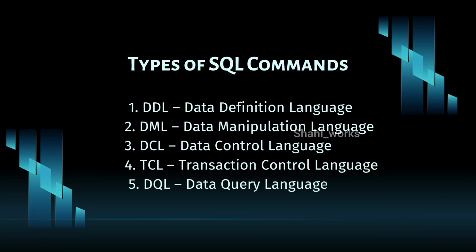Now let's discuss the types of SQL commands. The SQL commands are classified into 5 types. They are DDL, DML, DCL, TCL and DQL. Don't get confused with DCL and TCL. Here DDL is for data definition language, DML is for data manipulation language, DCL is for data control language, TCL is for transaction control language and at last DQL is for data query language.